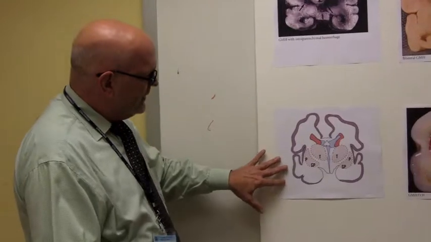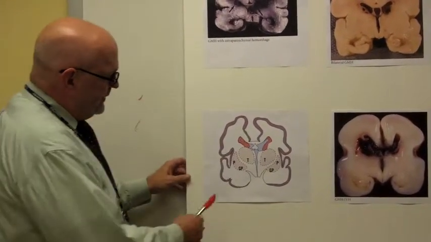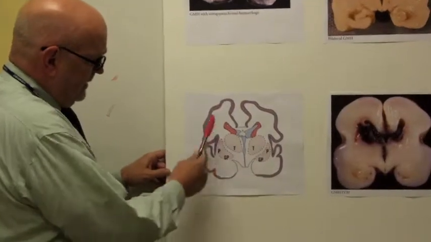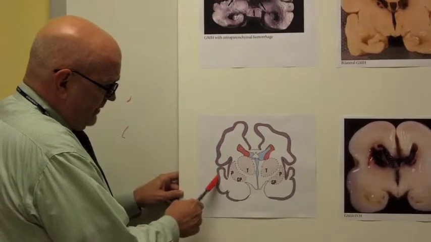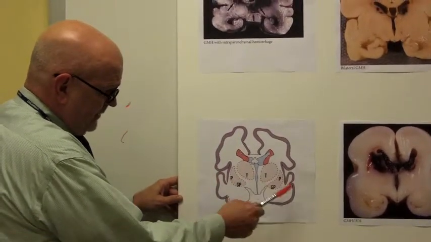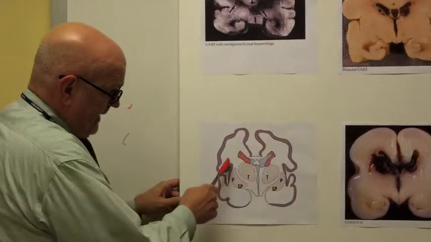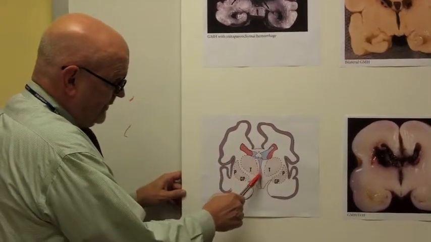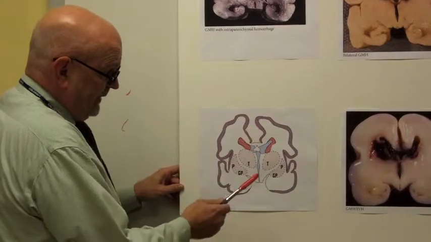So I'm going to use this schematic diagram of a cross-section of a premature brain to illustrate the two types of brain injury that we were talking about. This is, as I said, a cross-section of the brain. This is the cortical gray matter. This is deep gray matter. This is white matter. This is the ventricular system that contains the cerebral spinal fluid.